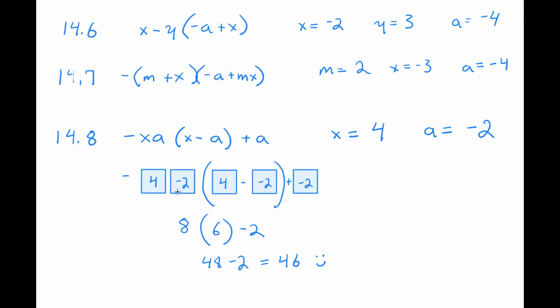-4 times -2 is 8. And you could say 4 times -2 is -8, and then the opposite of -8 is a +8. Either way it works. 4, and we have a pair of negatives, so that's 4 plus 2 is 6. And then we have plus a -2, so that's just -2. So 8 times 6 is 48, minus 2 is 46, and that is the correct answer.